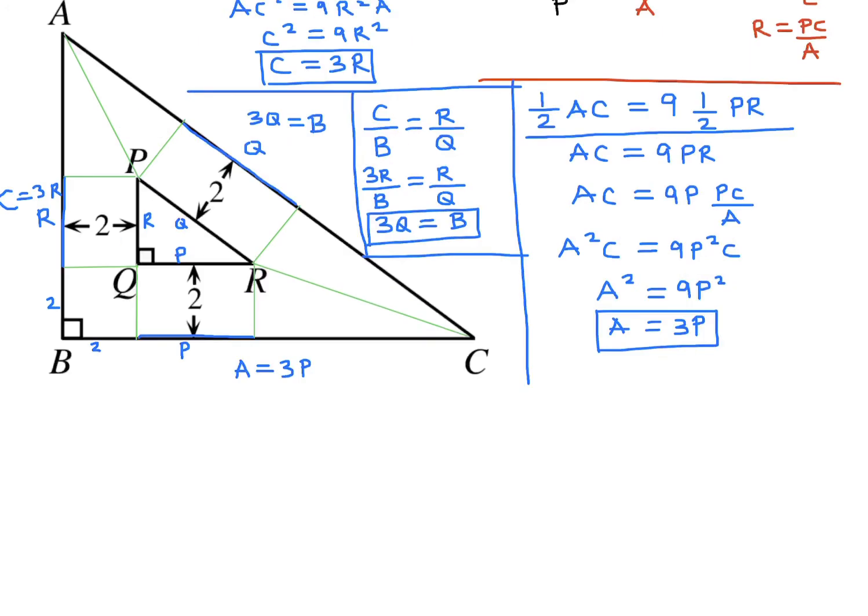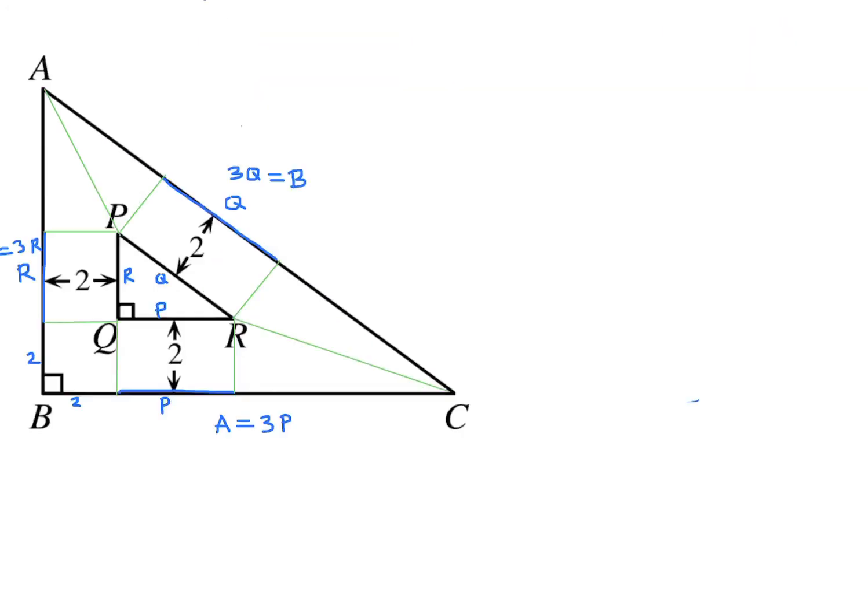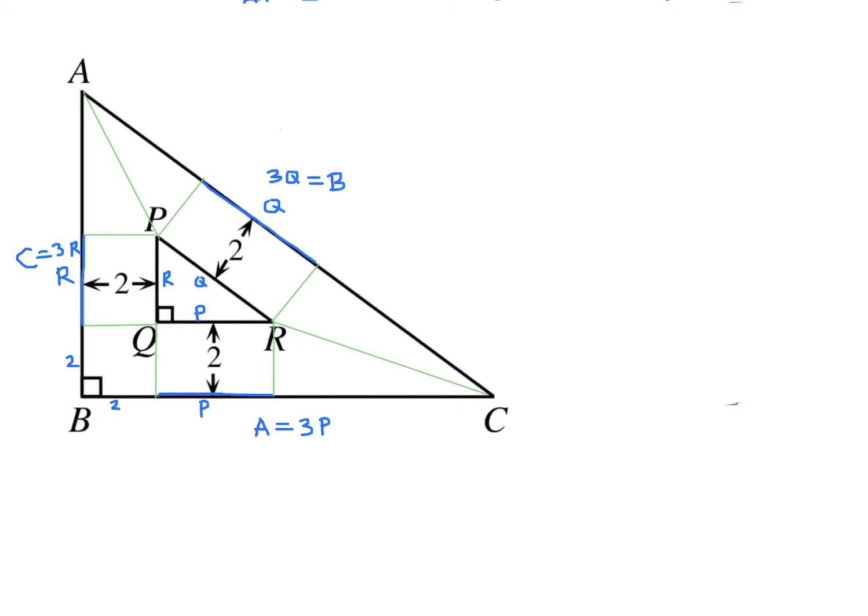And let's clean all this up a bit, but let's keep the diagram. So now I'm going to label P and R and Q in terms of A, C, and B. So we have a relationship that A is equal to 3P, right? So that means that P is equal to A over 3. And similarly, R is equal to C over 3, C over 3, like that. And Q is equal to B over 3.